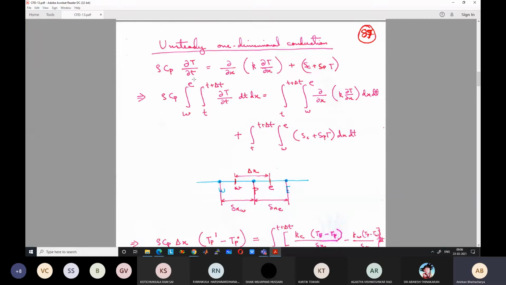which is written as rho Cp dou T by dou t equal to dou by dou x of k dou T by dou x plus Sc plus Sp T. Okay, in the full form, including the linearized source term. We already know that we can linearize any source term in terms of Sc and Sp as discussed yesterday. So even if the source term is non-linear, we are going to put it in a linear form with old values in Sc and Sp, so that we can solve it in an iterative method.